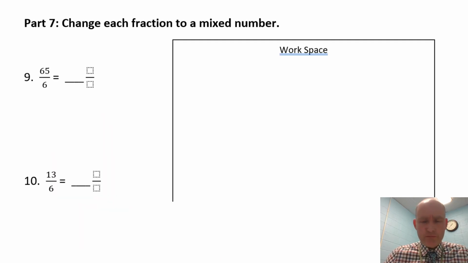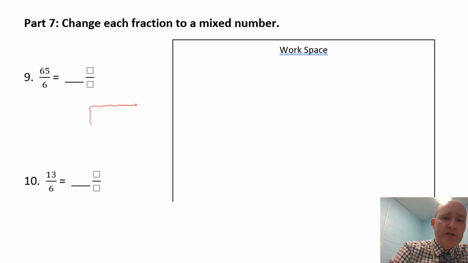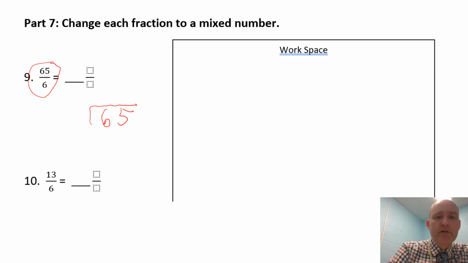Okay, so 65 over 6. We've done this before. All we're asking is to do some long division. You're making an improper fraction into a mixed number. Notice that this is an improper fraction. And I'm dividing 6 into 65. So 65 divided by 6. Well, I know that it goes into it 10 times. When I multiply, I get 6 times 10, I get 60.